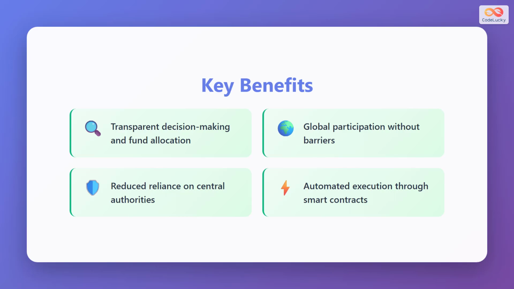DAOs offer several compelling advantages. They provide transparent decision-making and fund allocation, where every member can see exactly how resources are being used and why decisions were made. They enable global participation without barriers, allowing anyone from anywhere in the world to join and contribute regardless of geography or traditional barriers. DAOs reduce reliance on central authorities, eliminating single points of failure and potential corruption. Additionally, automated execution through smart contracts means decisions are implemented efficiently without delays or human error, making the organization more responsive and reliable.